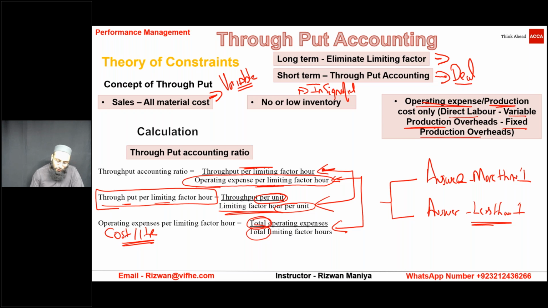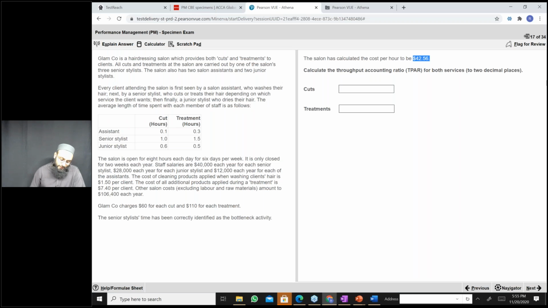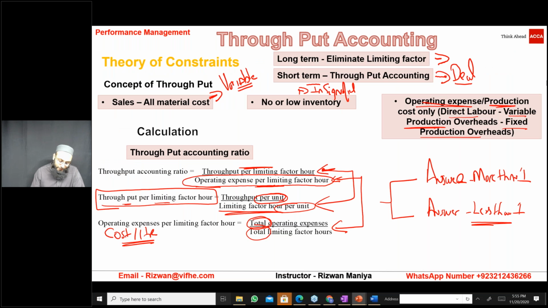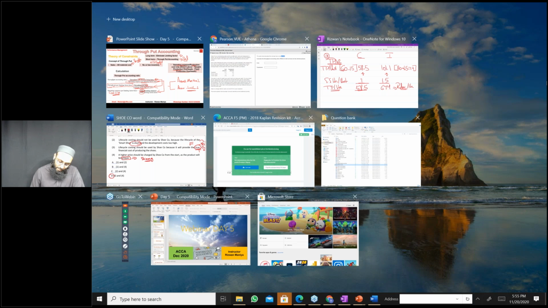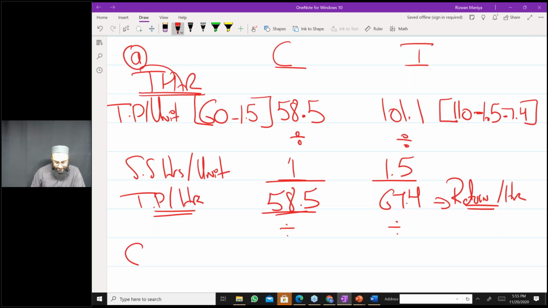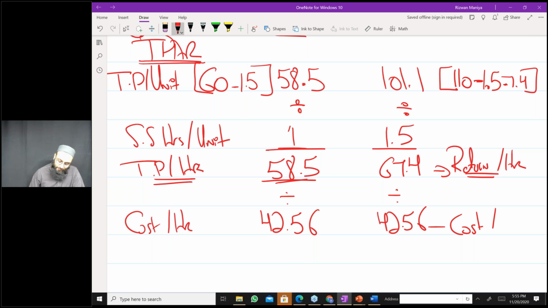So that is already given to me in the question, which is 42.56. Okay, so let's divide this with 42.56, your cost per hour. So after dividing this, you have TPAR. First answer is 58.5 divided by 42.56.